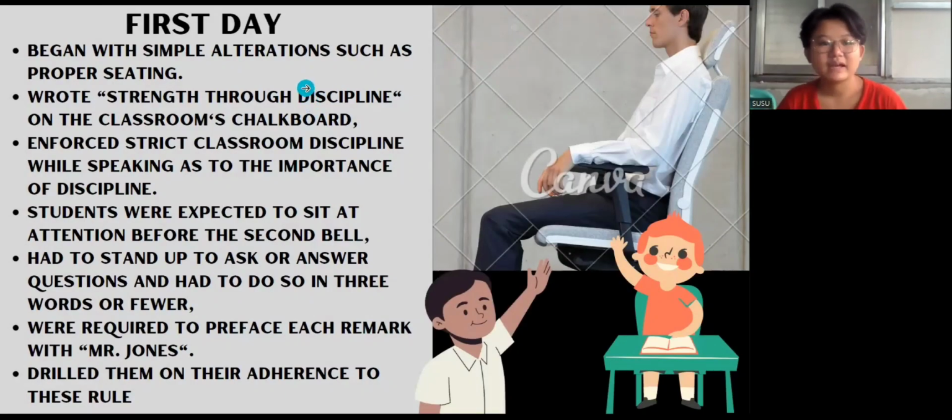Okay, and then he started enforcing his students to obey the classroom discipline. I think those were the experiments, like a little bit of testing on his students or something. The first day is quite light, but it doesn't seem that light for his students.